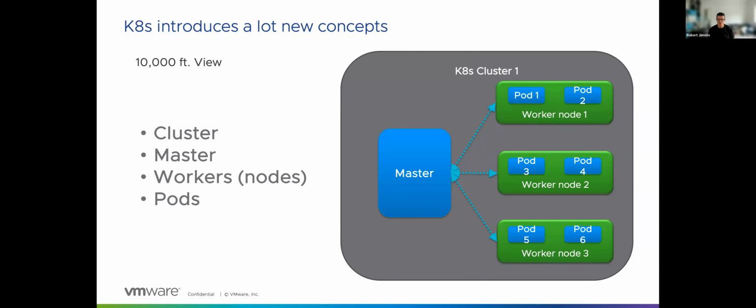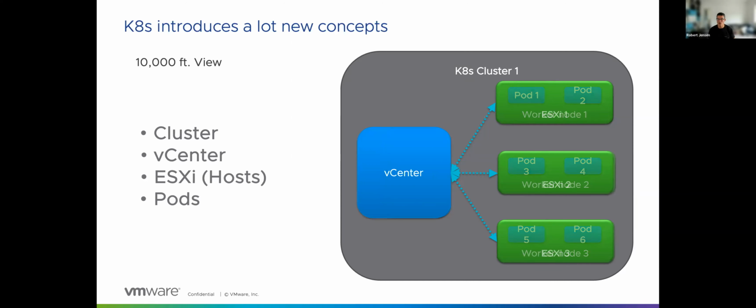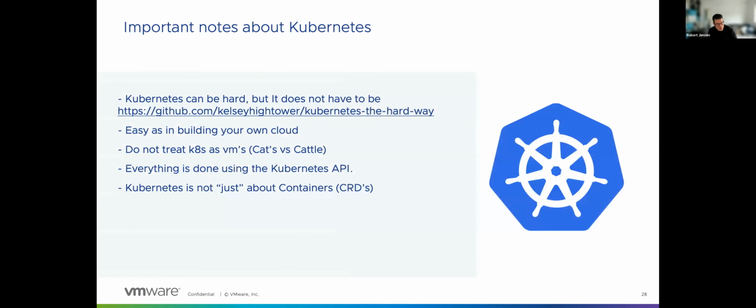So, and for the ones on the call that are used to vSphere, this could look a lot like a vCenter. The workers could also look like ESX servers, and the pods could look a lot like VMs. So it's not that different when you look at it like this. The difference comes in a part of the complexity. So if you follow social media, Twitter, etc., you will see a lot of people saying Kubernetes is hard. And I tend to agree, and I really tend to disagree.